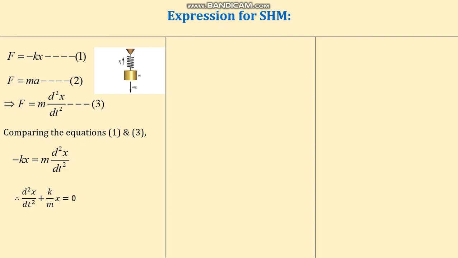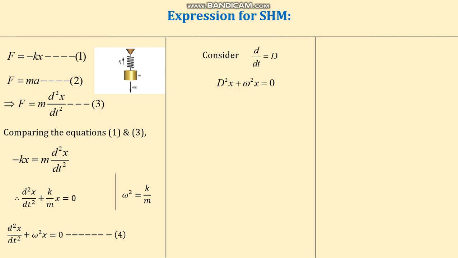Therefore, we can write d squared x by dt squared plus k by m into x equals 0. In this expression, k by m is nothing but omega squared, where omega equals square root of k by m, which is the natural frequency of the system. Therefore, we get d squared x by dt squared plus omega squared x equals 0. If we consider d by dt equal to capital D, then the expression becomes D squared x plus omega squared x equals 0.